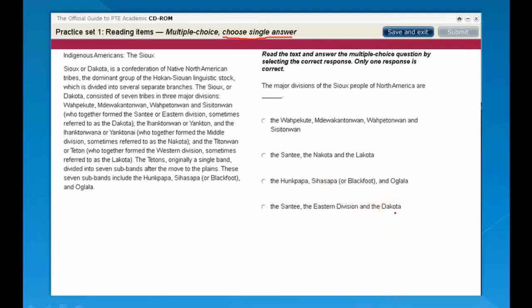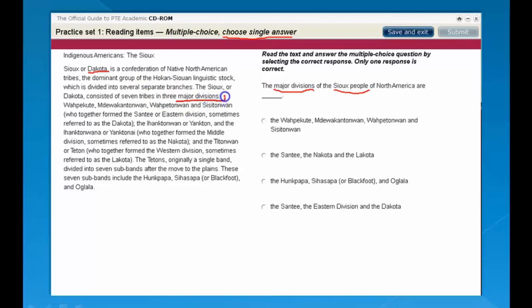Now we have an idea of what we're looking for in the text. We are looking for the major divisions of the Sioux people. Now going to our text, the Sioux or Dakota, this is a key word because it's similar here, however we have no information as to whether or not they are a major division yet. This is a confederation of native North American tribes, dominant group of the Hokan-Siouan linguistic stock, which is divided into several separate branches. The Sioux, or the Dakota, consisted of 7 tribes and 3 major divisions. Here is our major key phrase that we were looking for.